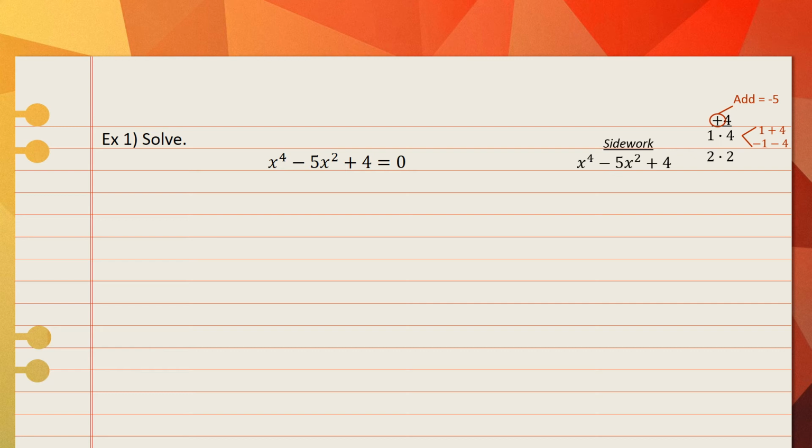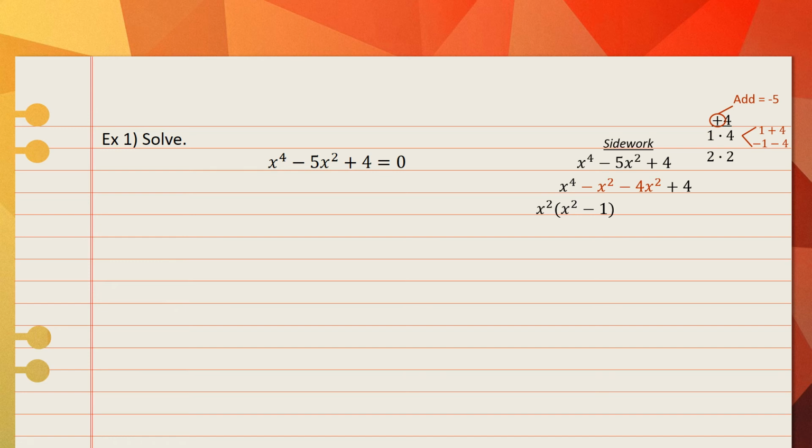So we expand the middle term. Instead of negative 5x squared, we replace it with negative x squared minus 4x squared. So we went from 3 terms to now 4 terms. And the reason for doing that is so that now we can do factor by grouping. Your first 2 terms have x to the 4th minus x squared. Well, their GCF is x squared. And if you factor out an x squared, it leaves you with x squared minus 1.